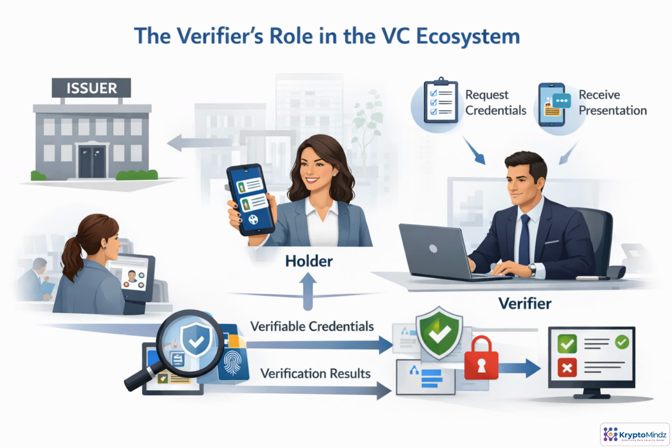In the ecosystem, the verifier is the relying party. It does not issue credentials, and it does not control the holder's wallet. Instead, it asks for the specific proof an application needs, receives a verifiable presentation, and checks whether that evidence can be trusted. That includes validating signatures, credential status, schemas, issuer trust, and policy rules. The practical output is simple: allow access, deny access, or route the case for additional review.